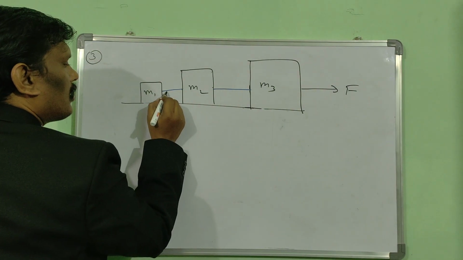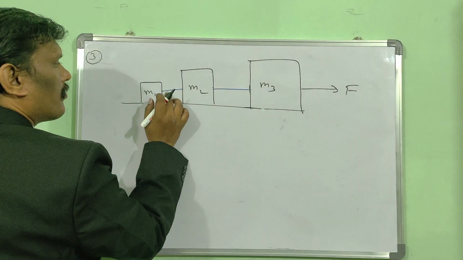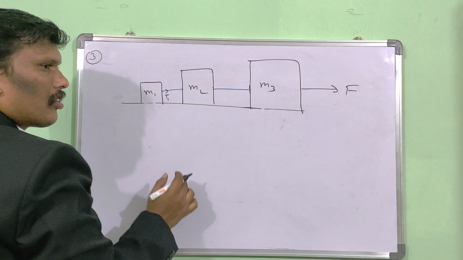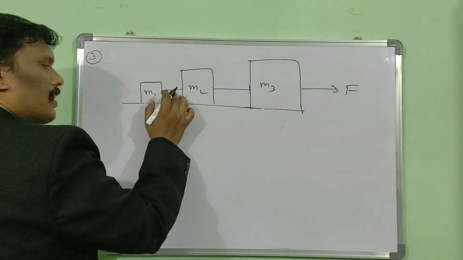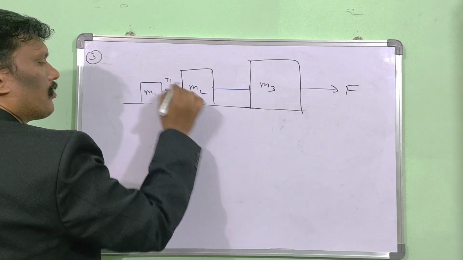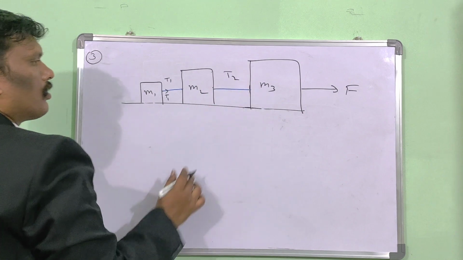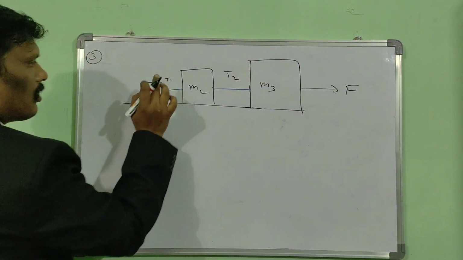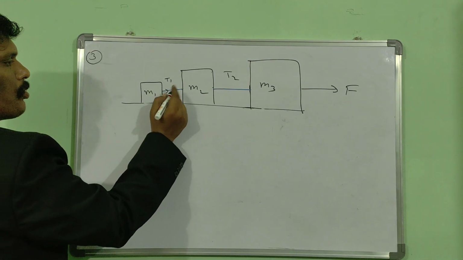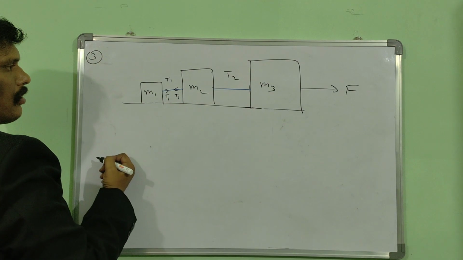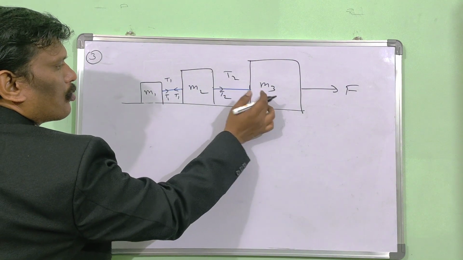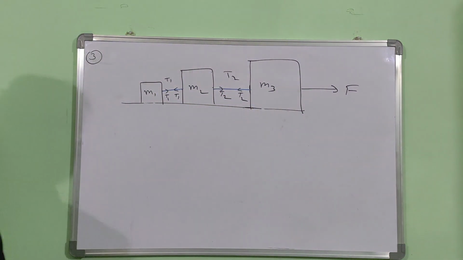So what is the tension in the string? With what tension does the string pull M1? I am going to consider T1. Why? Because one more string is also there. In the first string I consider the tension T1, and in the second string the tension T2. With what tension does the string pull M1? T1. With what tension does the string pull M2? T1, because it is the same string. And the second string pulls M2 with T2, and pulls M3 with T2. So these are the situations.